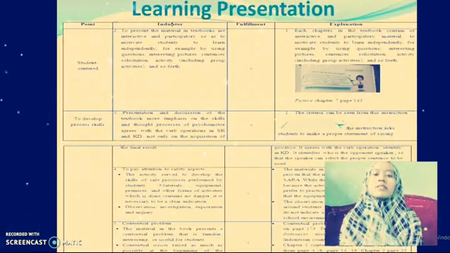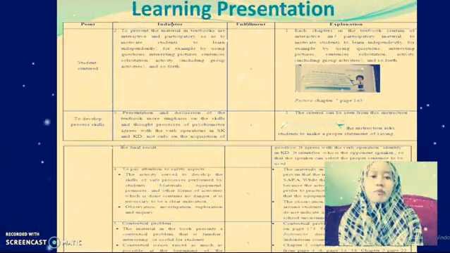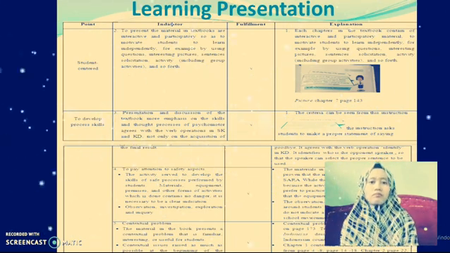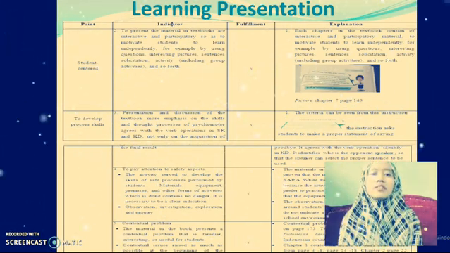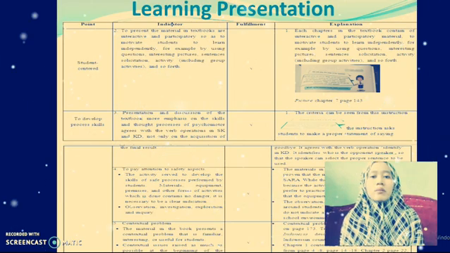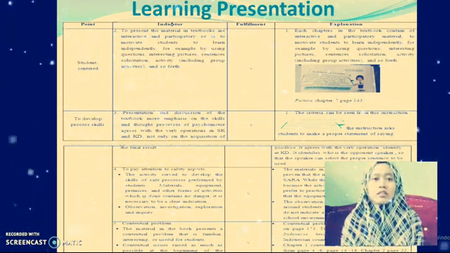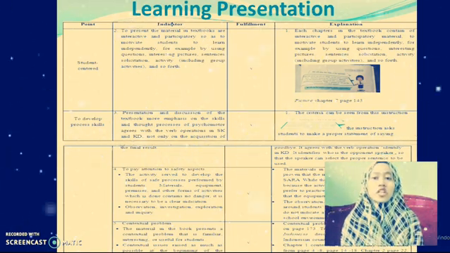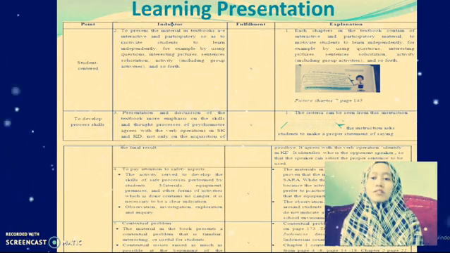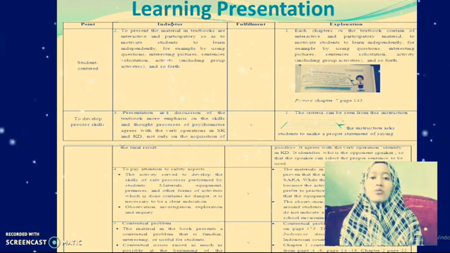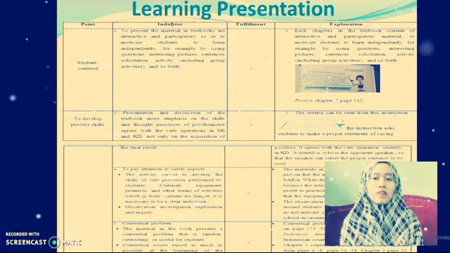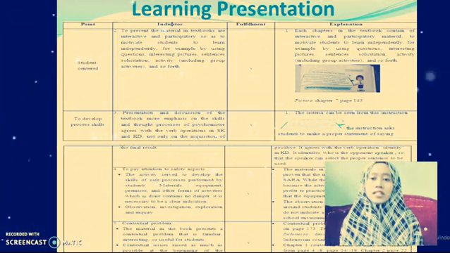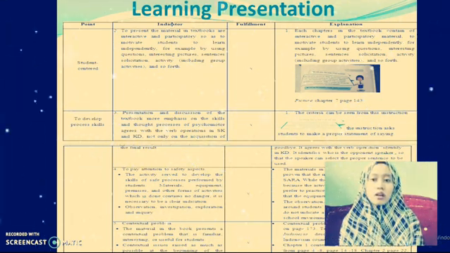The next is learning presentation. Learning presentation has several points. Learning presentation is one of the sub-points of presentation appropriateness. The first point is student center. This point is fulfilled because the chapters in the textbook contain interactive and participatory material to motivate students to learn independently. For example, by using questions, interesting pictures, sentences, and solicitation.